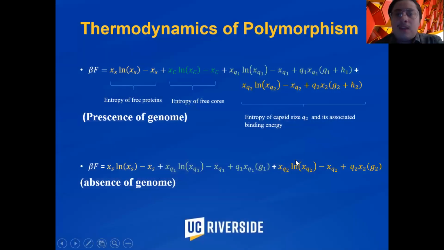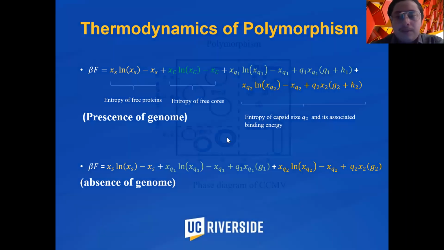So the thermodynamic equation of polymorphism for free energy can be written as follows. It's similar to the one I showed you before, where you take into account the entropy of free proteins, the entropy of the free core, if there's a genome, and also the entropy and binding energy associated with the different capsid sizes. In the absence of a genome, because that's what they also found, there are situations where the capsid will form with no genome inside the capsid. But in this instance, you wouldn't take into account the entropy of the free cores or particles.